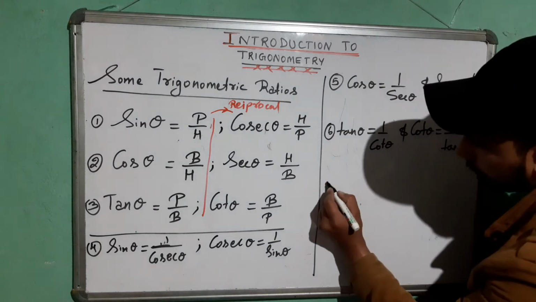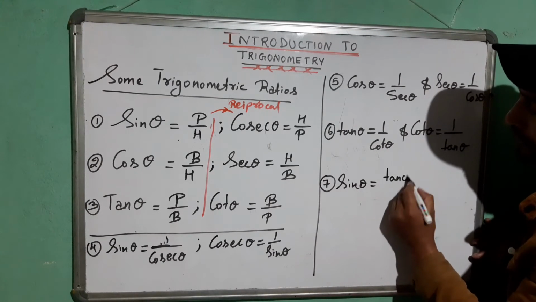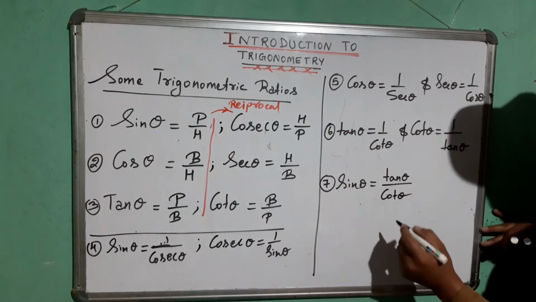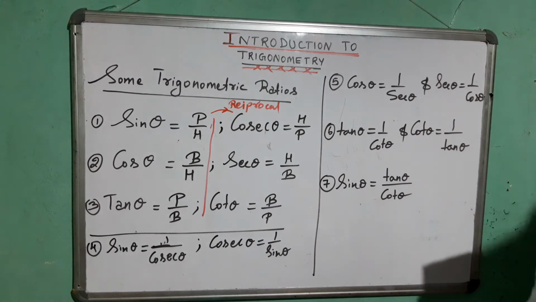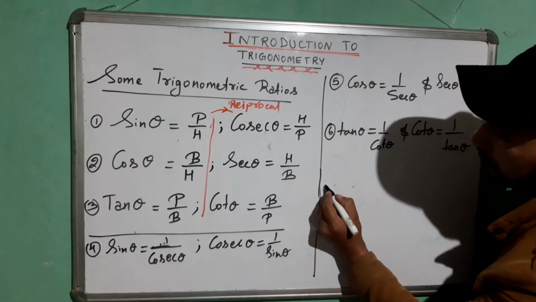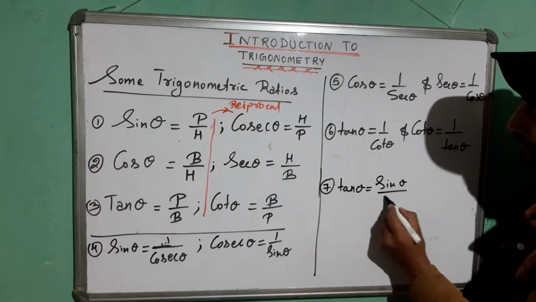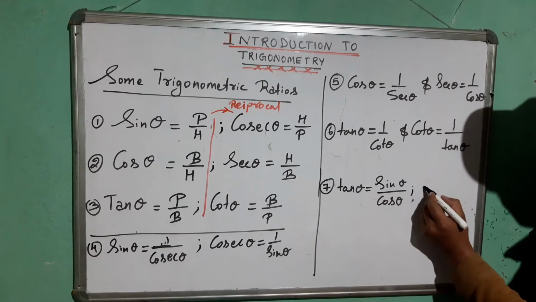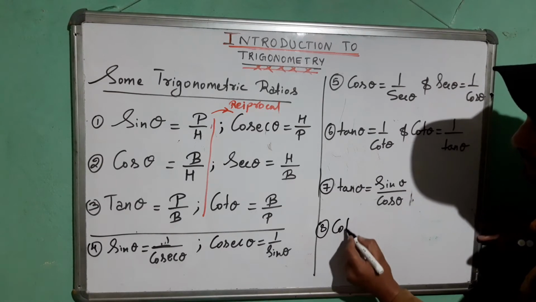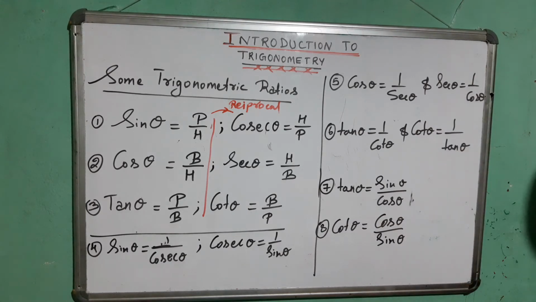Okay, and number 7, tan theta will be equal to sin theta by cos theta. This also you should remember. Okay, and the reciprocal of this will be cot theta. Number 8, cot theta will be equal to cos theta by sin theta. So you should memorize this one.